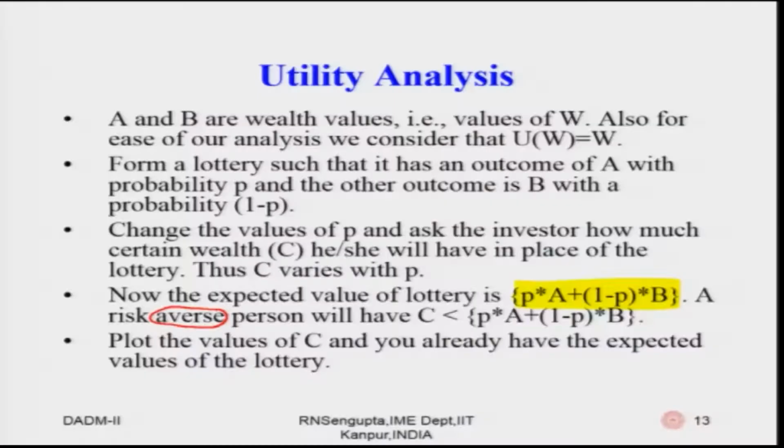Now, you plot the values of C and you already have the expected values of the lotteries. Keep plotting the expected value, and keep plotting the actual value of C based on which the person will be indifferent. Once you plot them, they would be either along the straight line, which is the 45-degree line, or a set of values on a curve over the blue line, or a set of values below the blue line, and you can find out the characteristics of that human being taking a decision, whether he or she wants to take a risk, is indifferent to risk, or wants to avoid risk.